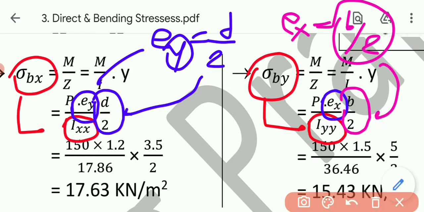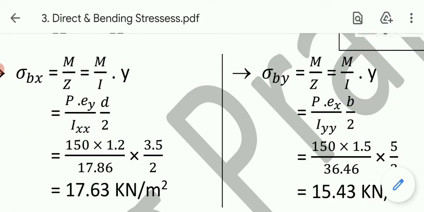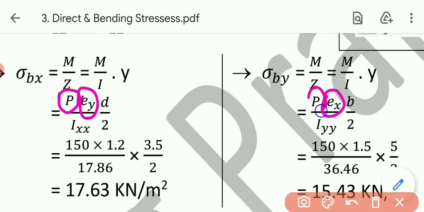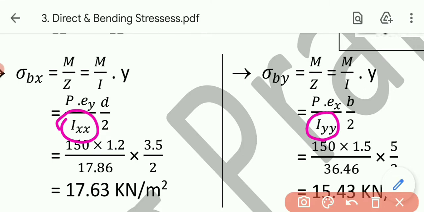So hopefully you have got the formula, how to generate the formula. You can remember the formula by yourself, but my point is that you need to remember the procedure, how we are generating formulas. Now I need to calculate the unknown parameters. Ex and Ey will be given to us in the data, then P will also be given, then B and D will also be given, the cross section. What we need to calculate are Ixx and Iyy, these are the parameters we need to calculate.